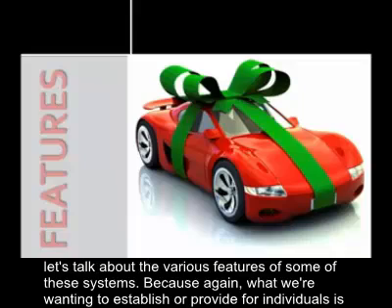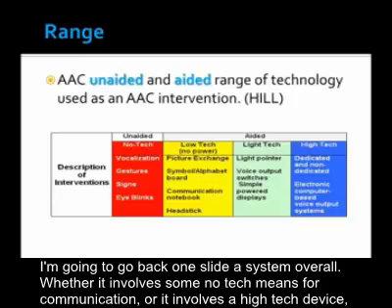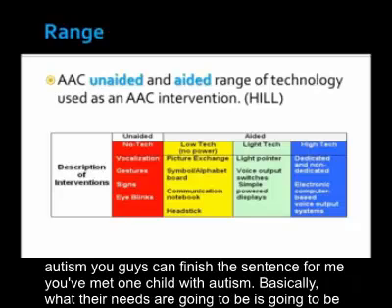So let's talk about the various features of some of these systems, because again, what we're wanting to establish or provide for individuals is, I'm going to go back one slide, a system overall, whether it involves some no-tech means for communication or it involves a high-tech device. What we want to have is a system overall that is individualized and specific for the child. Because if you've met one child with autism, you guys can finish this sentence for me. You've met one child with autism.